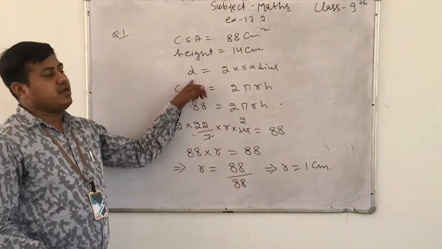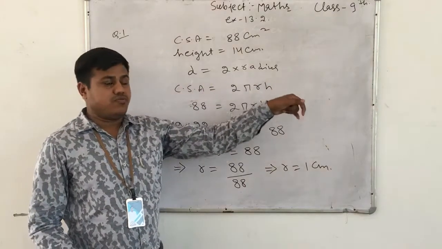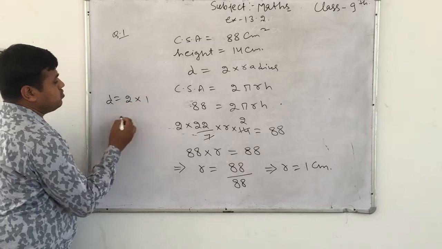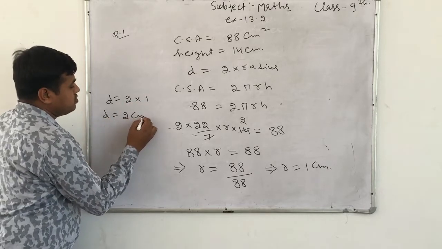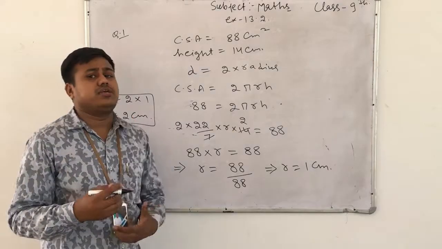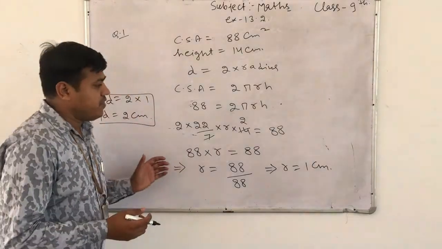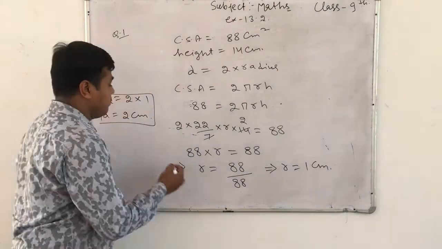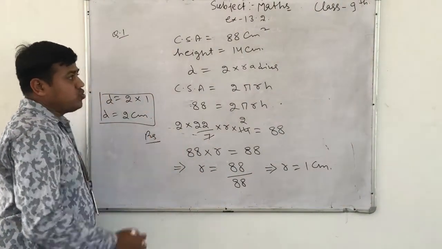But we have to find the diameter. Diameter is twice the radius. So we get diameter is equal to 2 into 1, that is 2 centimeter. It is necessary to write the unit after finding the solution. If we have found cost, then there is no unit, there we have to write rupees in the final answer.